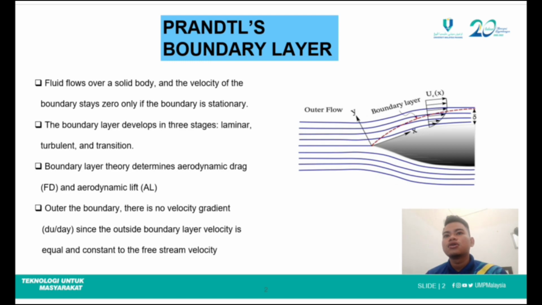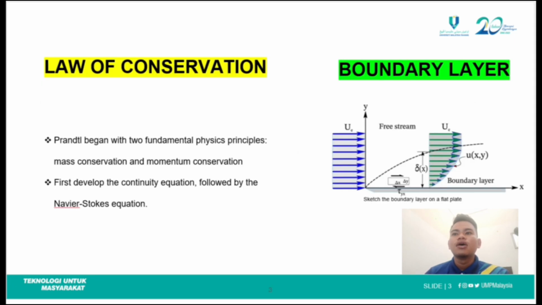This is the example figure for the boundary layer. And next, we go to the laws of conservation. It begins with 2 fundamental physics principles: mass conservation and momentum conservation. This is the boundary layer over the flat plate.